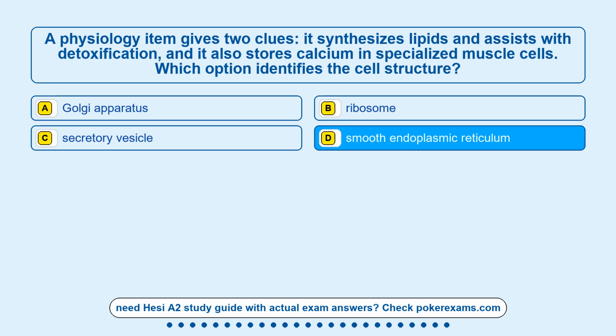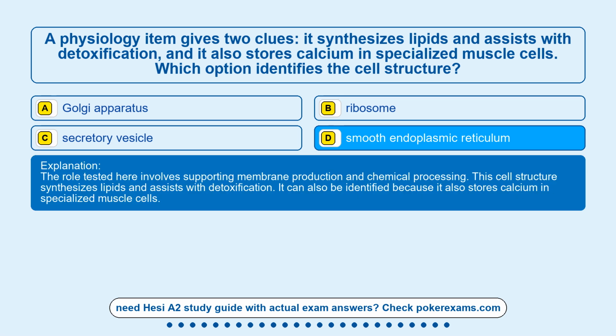The correct answer is option D, smooth endoplasmic reticulum. The role tested here involves supporting membrane production and chemical processing. This cell structure synthesizes lipids and assists with detoxification. It can also be identified because it also stores calcium in specialized muscle cells.